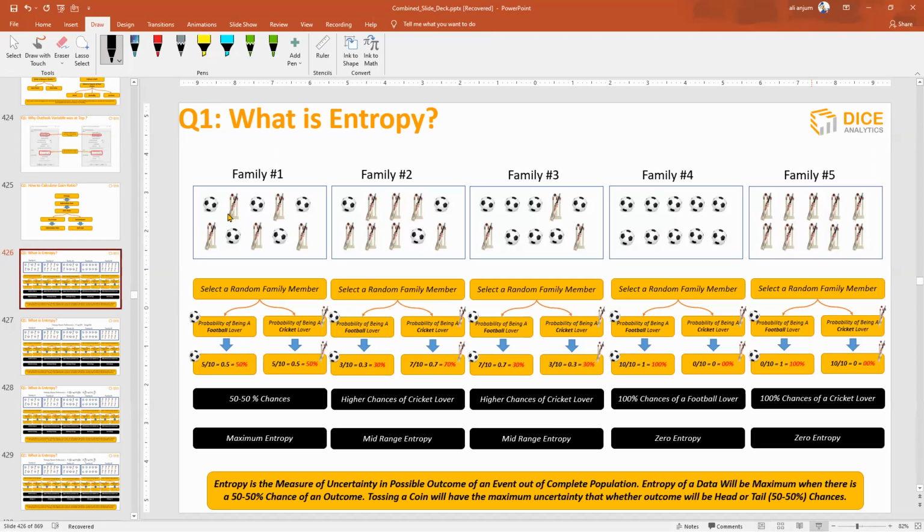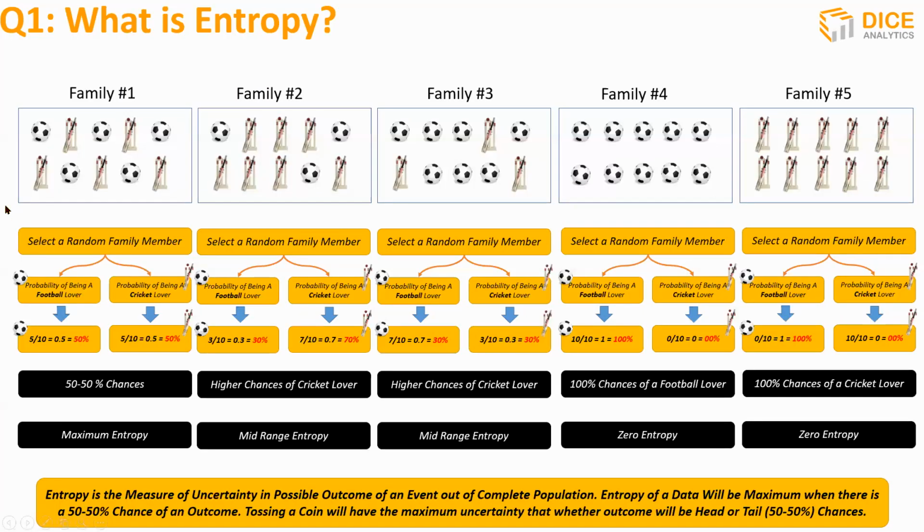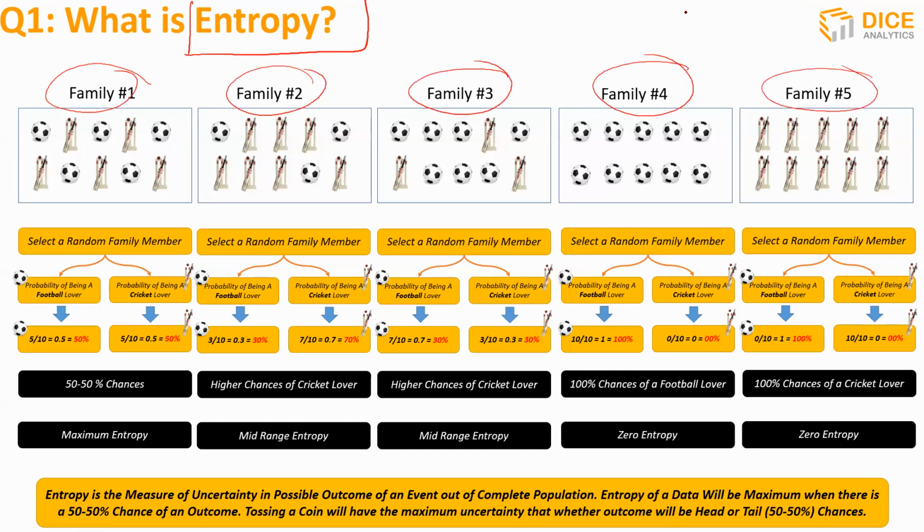So ideally, decision trees work on the entropy concept. Just a simple example which I will explain here: there are 5 families, family 1, family 2, family 3, family 4, family 5, right? And there's a visual explanation of how many are cricket lovers and how many are football lovers. There may be some typos as well in this slide deck. For example, if I select a random person, then the probability of getting a football lover is 50-50 and a cricket lover is 50-50, right?